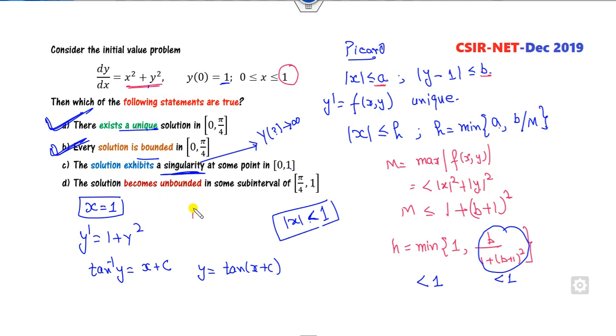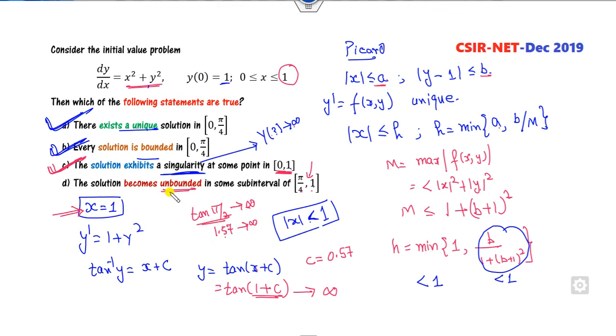Fine. Now we all know my target is y at infinity. So we all know pi by 2 goes to infinity. Pi by 2 means 1.57 goes to infinity. At x is 1, what is that? 1 plus c. So if I simply say c is 0.57, so what is that? It is tan pi by 2, it goes to infinity. So which lies in between here. So it means there is a singularity here. Also y is unbounded because 1.57 lies in between them, and tan pi by 2 is infinity, which is unbounded also.